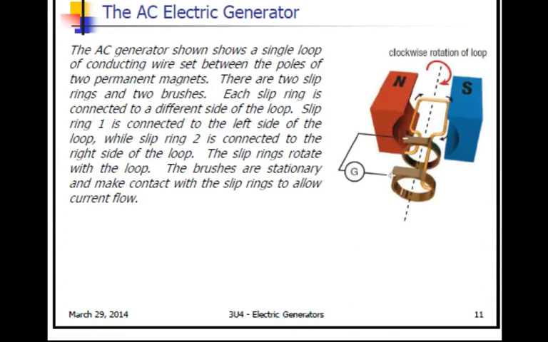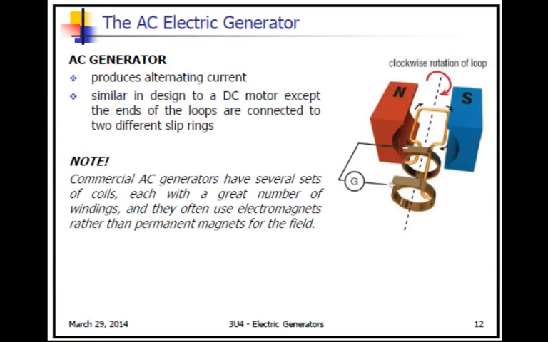An AC generator uses a single loop as well, but instead of a split ring commutator, we use what's called a slip ring. What happens here, we still have the physical motion of the loop occurring from whatever source we have, the turbine or whatever moving it. Let's copy this down first. So it produces alternating current. Similar design to the DC motor, except the ends of the loops are connected to two different slip rings.